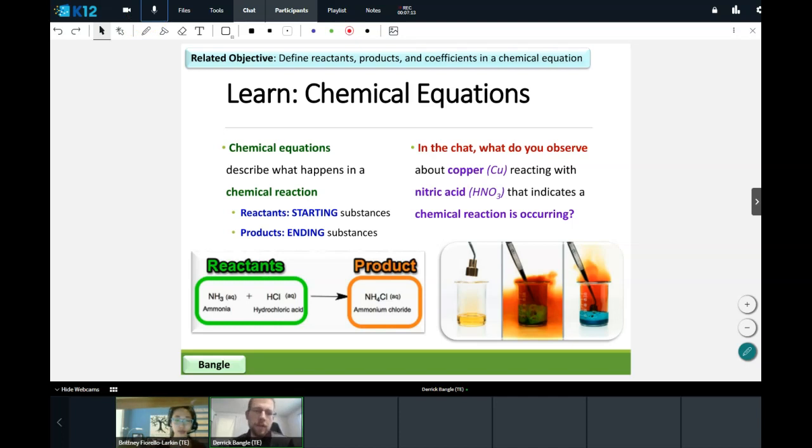All right, let's go ahead and talk about chemical equations. Chemical equations are very similar in purpose and definition to a chemical reaction. It's just a different way of looking at it. Chemical equations only describe what happens in a chemical reaction.